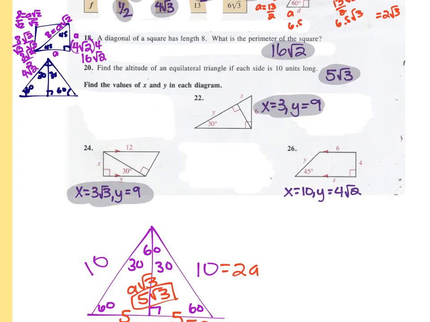24, X is 3 root 3, Y is 9. And 26, X is 10, Y is 4 root 2. Questions on those?